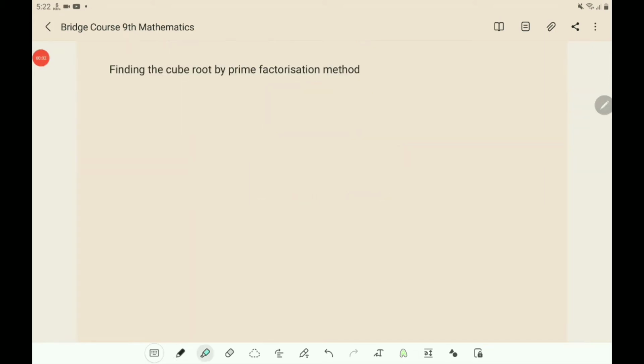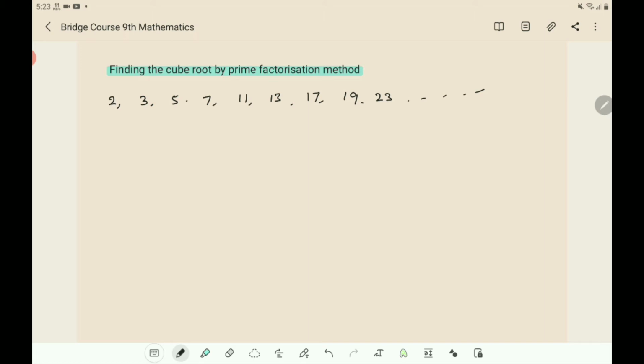Now let us find the cube root by the prime factorization method. You know the prime factors. Which are the prime factors? The numbers which are divisible only by themselves and by 1 are prime numbers. You know the prime numbers are 2, 3, 5, 7, 11, 13, 17, 19, 23, and so on.